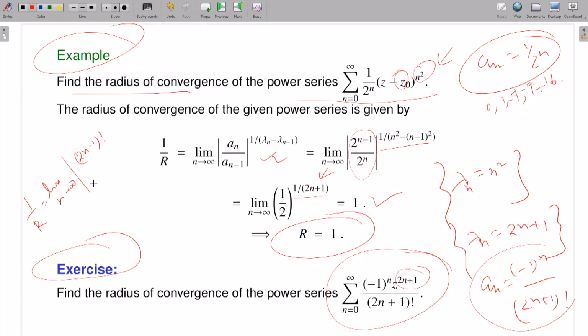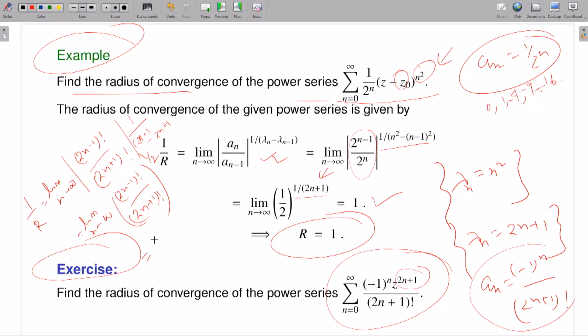And a_n means this is 2n plus 1 factorial, right? And this to the power 1 by lambda n minus lambda n minus 1. What is lambda n? 2n plus 1. So this should be lambda n minus lambda n minus 1, that means 2n plus 1 minus 2n minus 1, which is 2. So the power is 1 by 2, half. This should be the limit as n approaches infinity of 2n minus 1 factorial divided by 2n plus 1 factorial, to the power half.